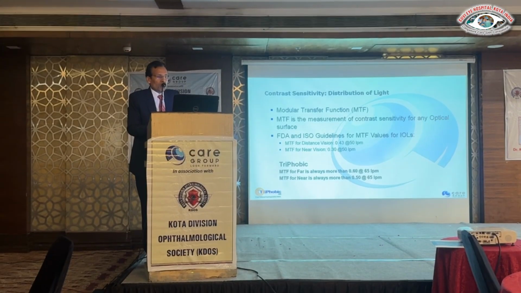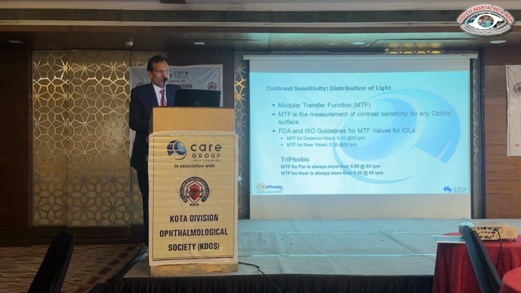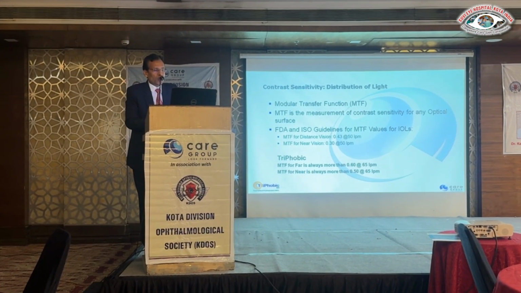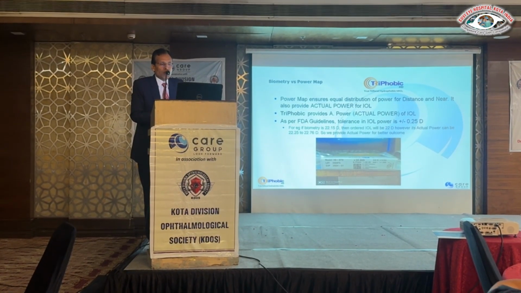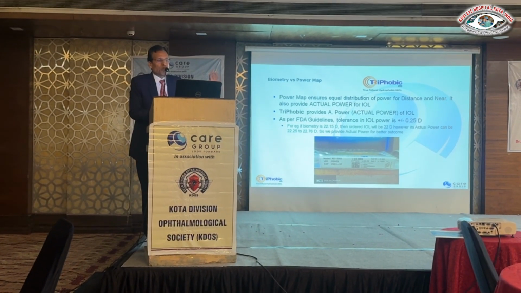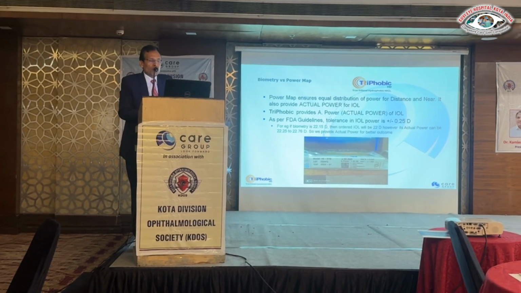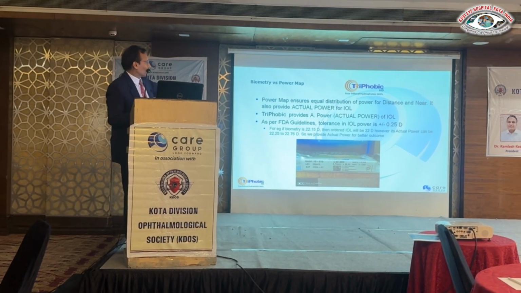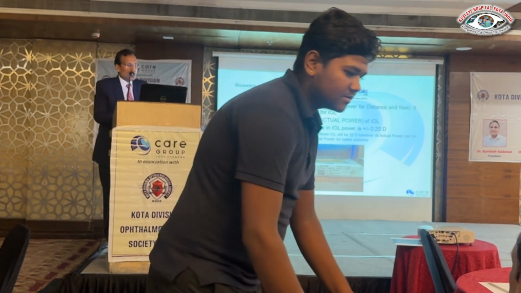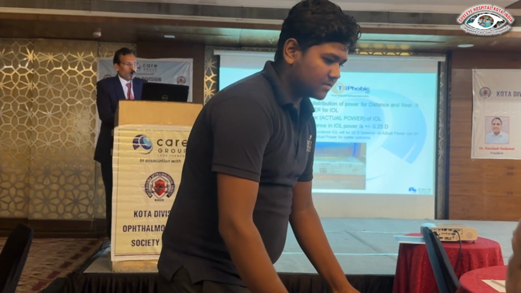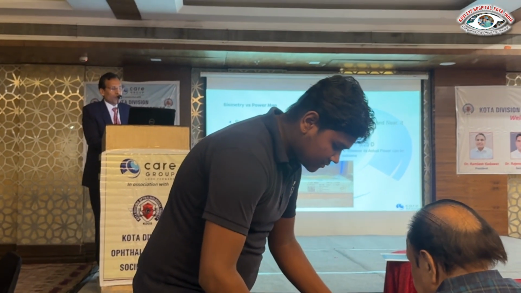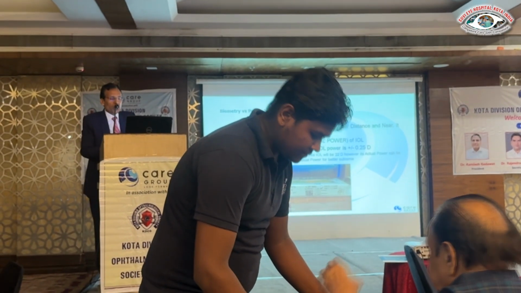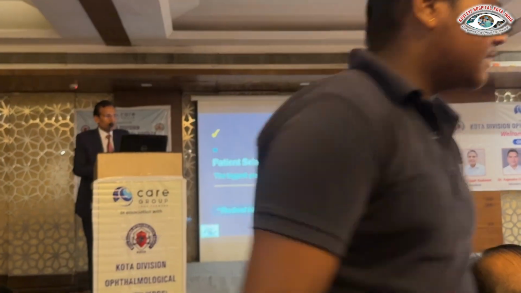The modulation transfer function is a measurement of contrast sensitivity for any optical surface, and the most interesting part of the HD trifocal lens is the actual IOL power. You can see the trifocal box, which provides the actual lens power. Here it says 22 diopter, but the actual lens power is labeled as 22.20 diopter. This is a very unique aspect of this lens design.